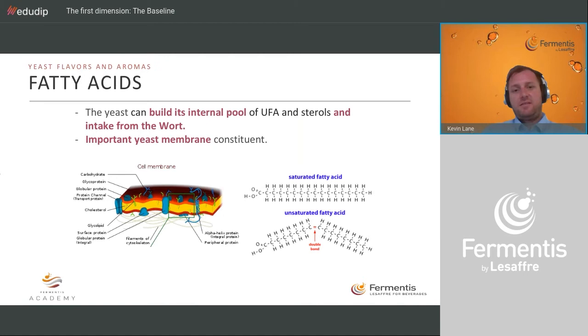Fatty acids: yeast can build them internally. For unsaturated fatty acids and sterols, they also take them in from the wort. It's important for the yeast membrane, for fluidity, to have the unsaturated fatty acids. When you use Fermentis' yeast from the dry form, we know that there's zero oxygen demand for the first fermentation, because the yeast already have enough unsaturated fatty acid and sterol present in the membrane to undergo multiple multiplications.